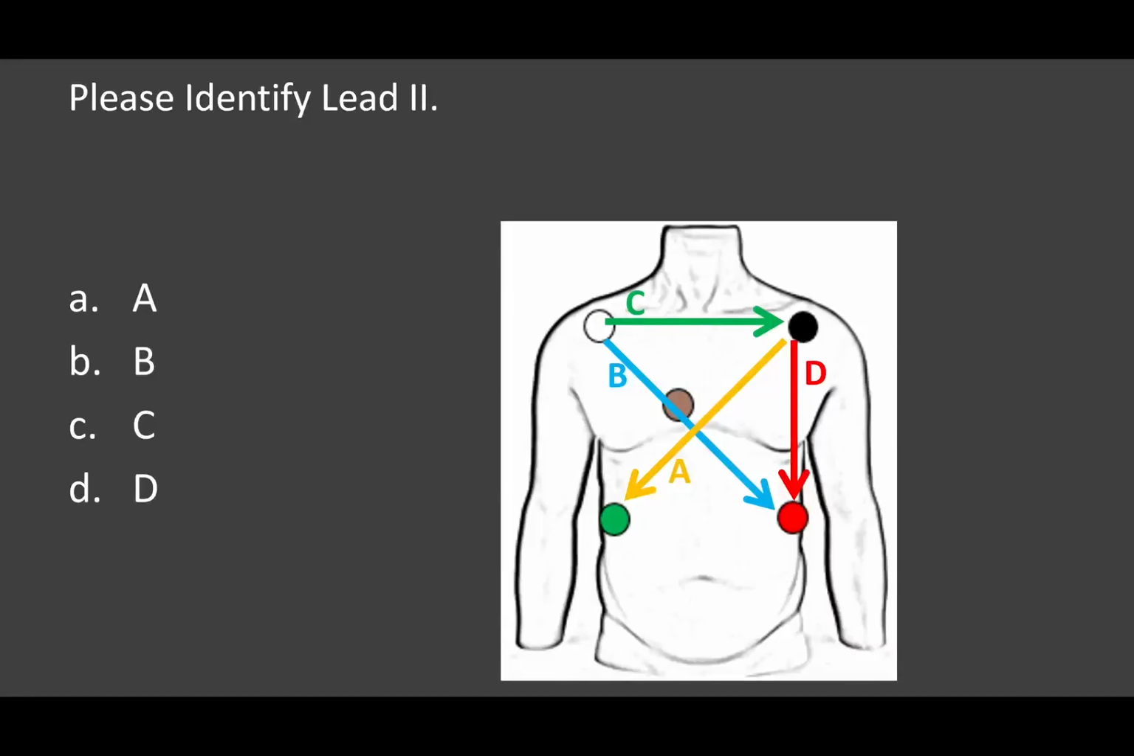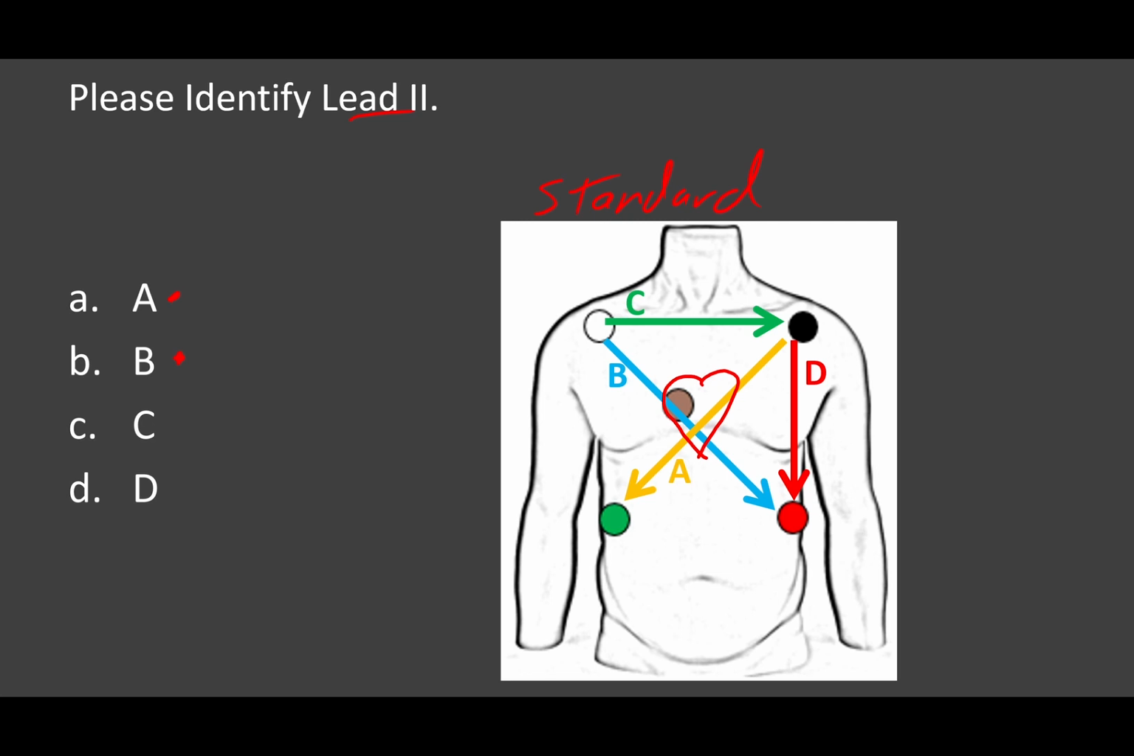Please identify lead 2. And this is using the standard configuration. If you recall anything from it, A is going from black to green, and so that's not it. That's actually lead 3 that you're looking at there. B is going from white to red, and it's going at that downward angle to the right. And if you think about where the heart sits in the chest, yeah, B is your answer for sure.